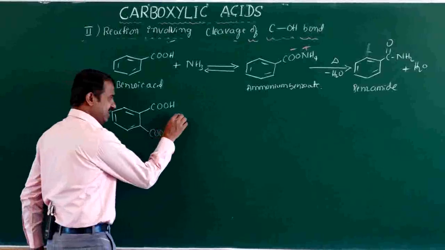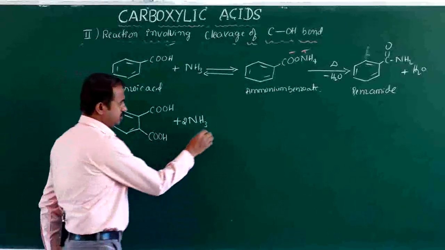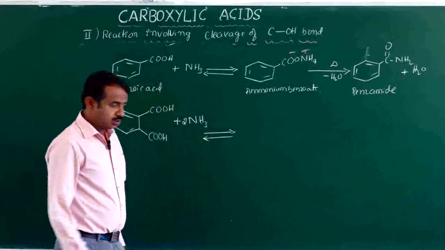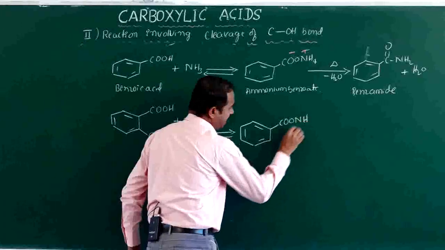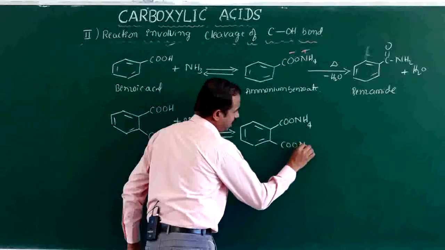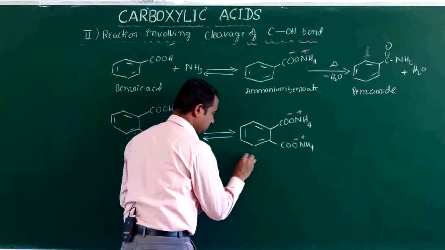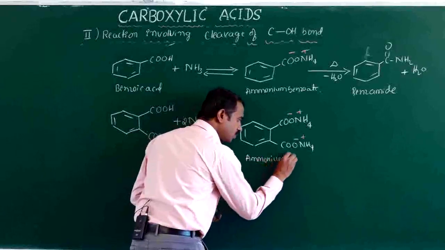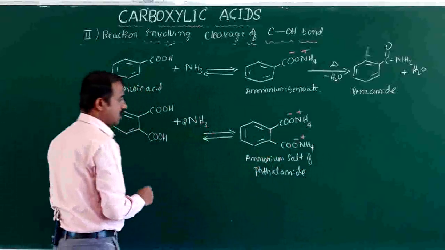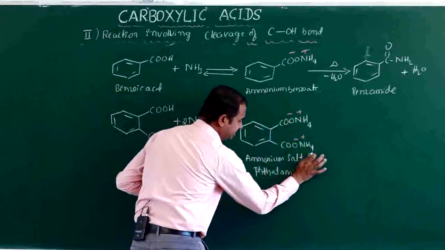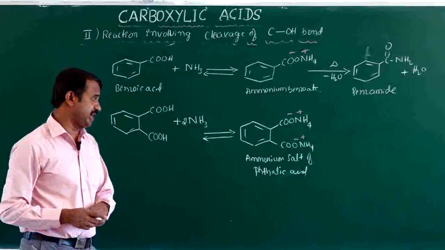Two molecules of carboxylic acid react with ammonia to form the ammonium salt of phthalic acid, or ammonium phthalate.